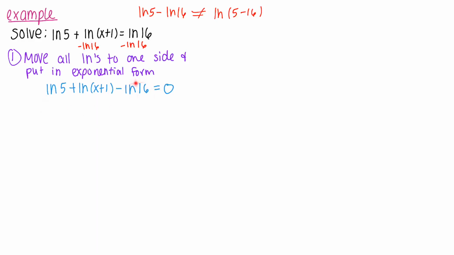And then we can use our properties of logarithms skills to combine this into one single logarithm. So 5 is in the numerator, x plus 1 is in the numerator, and that's because they have positives in front. Here we have a negative, which means 16 is going to be in the denominator. So there'll be a 16 down here, and it's equal to 0. So now this entire thing is on the inside. And ln is the same thing as log base e.